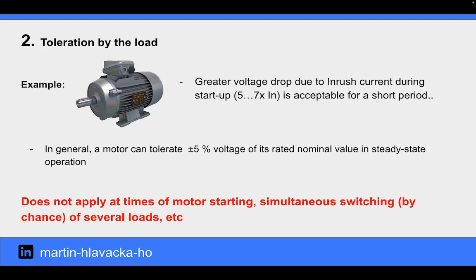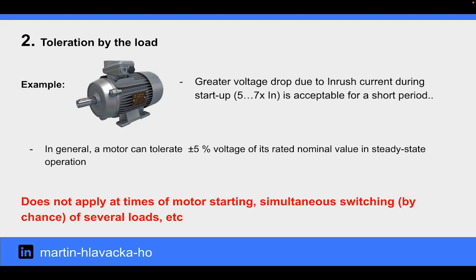What level of voltage drop can a load tolerate to maintain proper operation? It depends on the voltage at the load terminals remaining close to its nominal value. Let's take a motor as an example. The inrush current of a motor during starting can be 5 to 7 times its full load value, or even higher, and can cause a very high voltage drop. However, this higher voltage drop is acceptable for a short period.